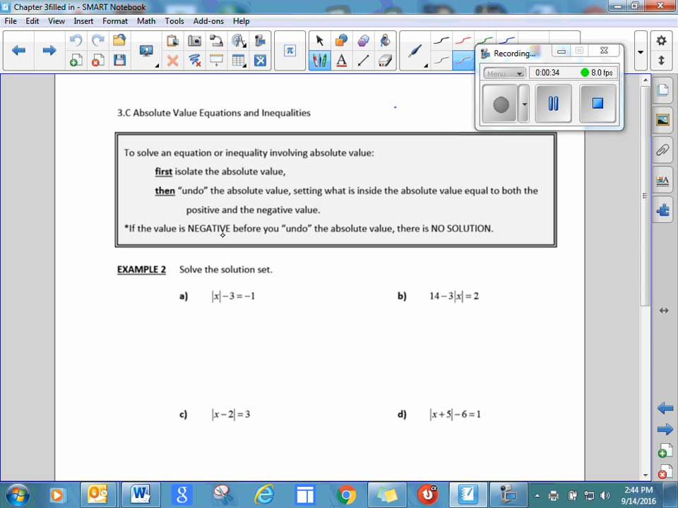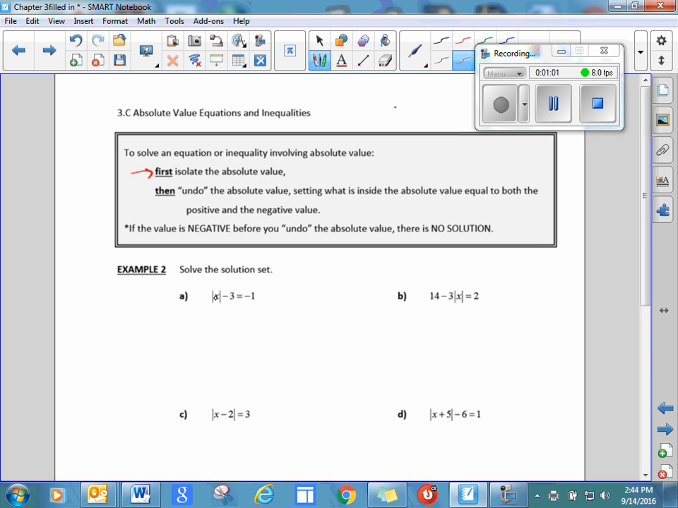These are equations, and we are going to get the absolute value, the grouping symbol, by itself. That's the first thing we're going to do. And then we are going to look at the situation, and we are going to ask ourselves, what equations do we have to set up to get all of the solutions for this possible absolute value statement? So let's just do some examples.